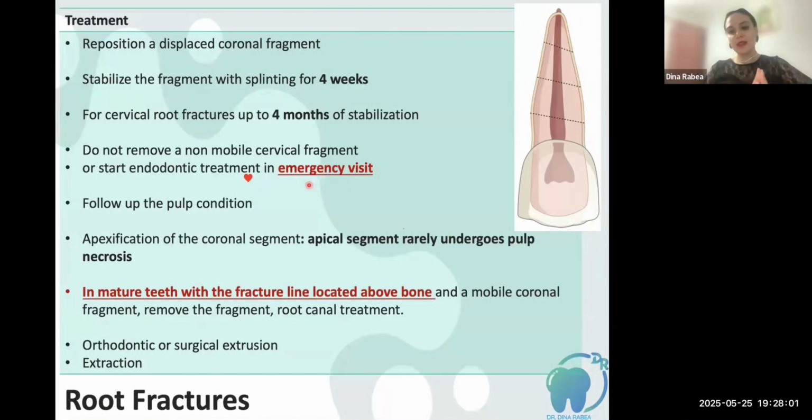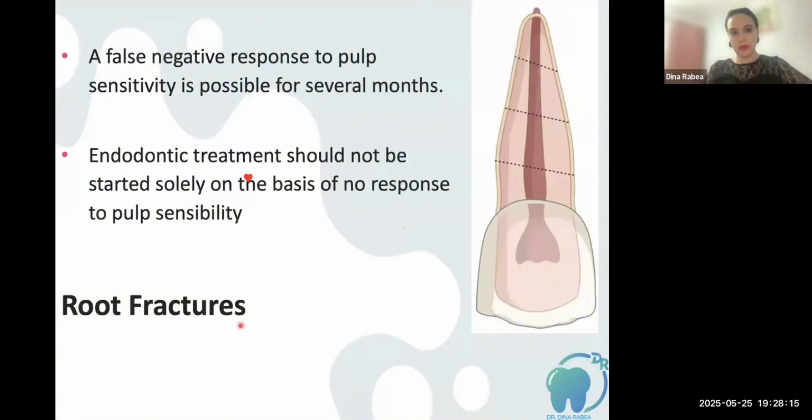And in very severe cases, when we cannot treat the tooth, or in patients with systemic disease, with a lack of cooperation, extraction is still an option. The guidelines suggest that a false negative response to the pulp sensitivity test is possible for several months. And this does not indicate that we need to initiate root canal treatment. We only initiate root canal treatment upon clinical signs and symptoms, as mentioned earlier.